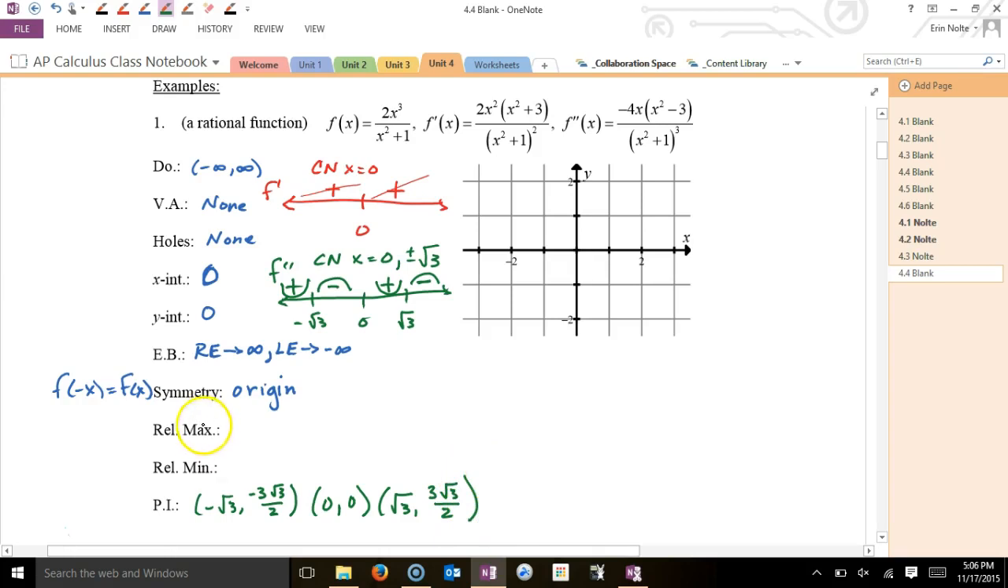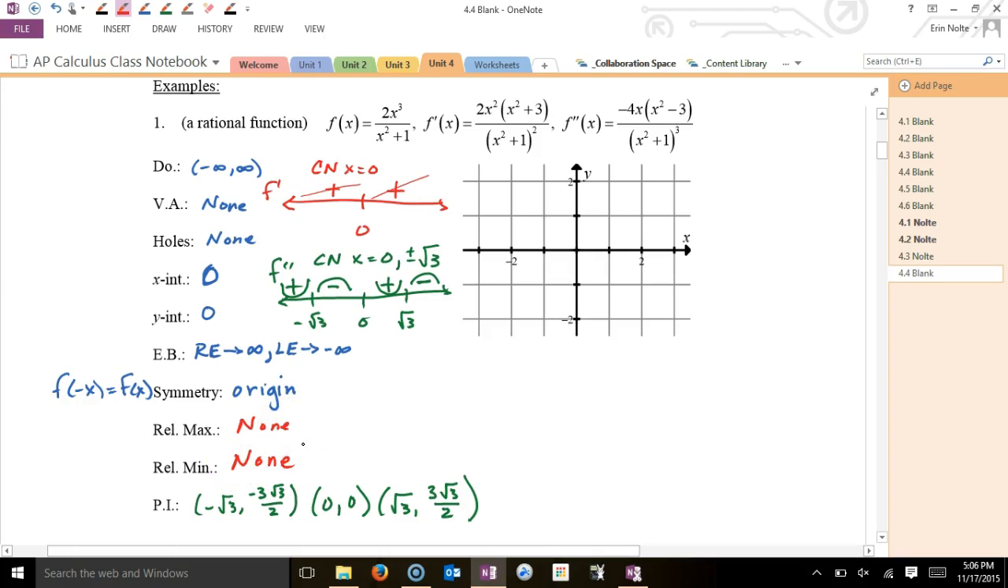Okay, so now as far as my relative max and min, going back to my red piece right here, it's always increasing. Okay, so if the function is always increasing, I cannot have a max or a min. Okay, so I have no max and no min.